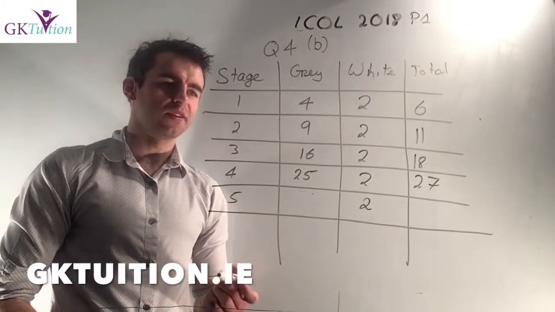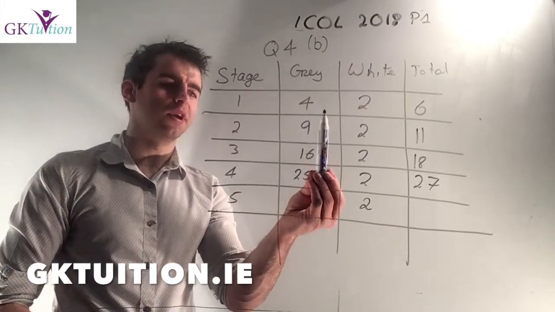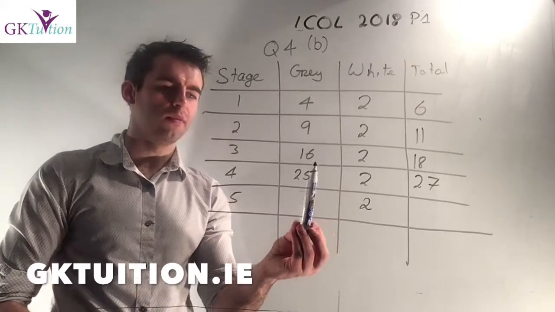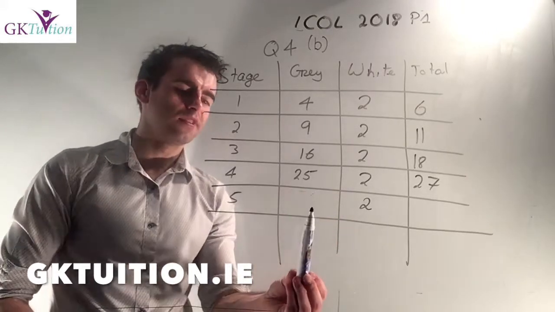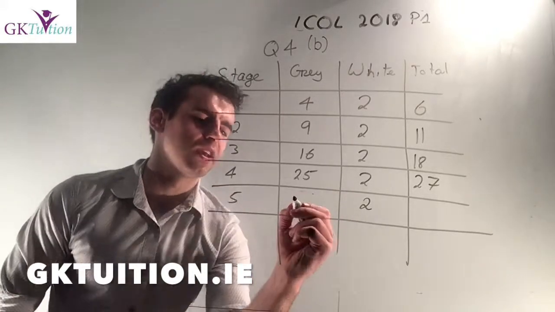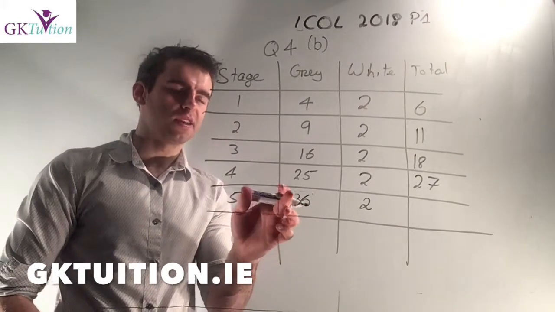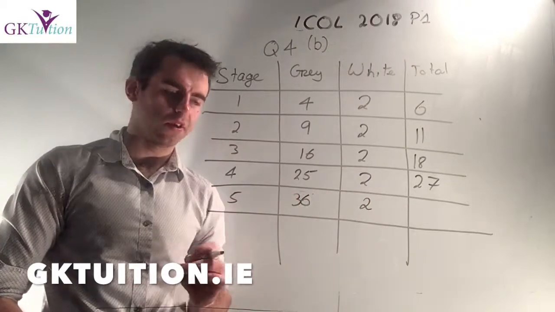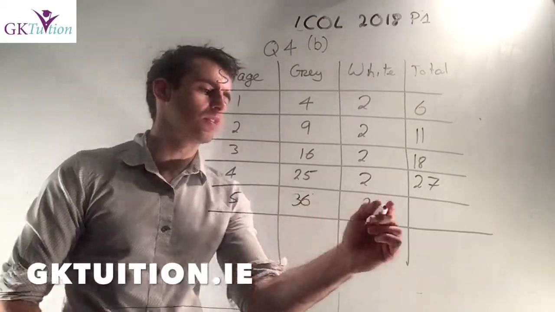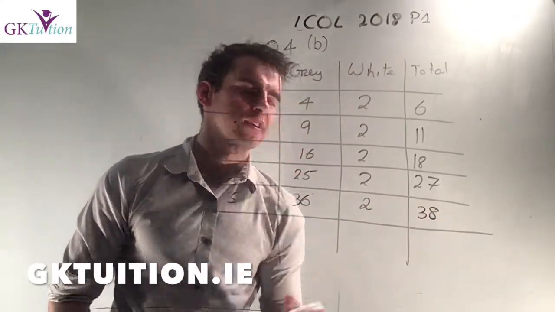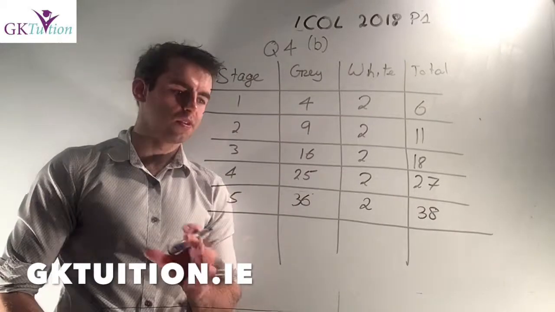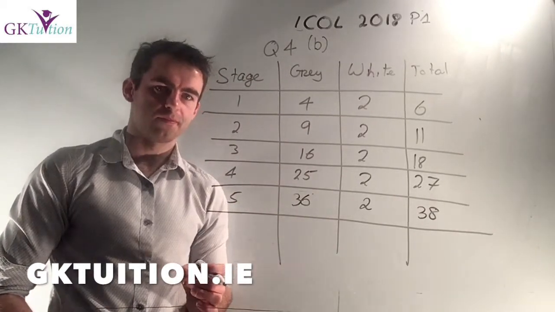Now you need to recognize the pattern that the grey ones here were 2 by 2, 3 by 3, 4 by 4, 5 by 5. Obviously the next one is going to be 6 by 6, which is 36. In the next pattern there would be 6 by 6, so there'd be 36 of those. Then 36 and 2 means that there would have been 38 in total. So that's what you're getting the marks for there.